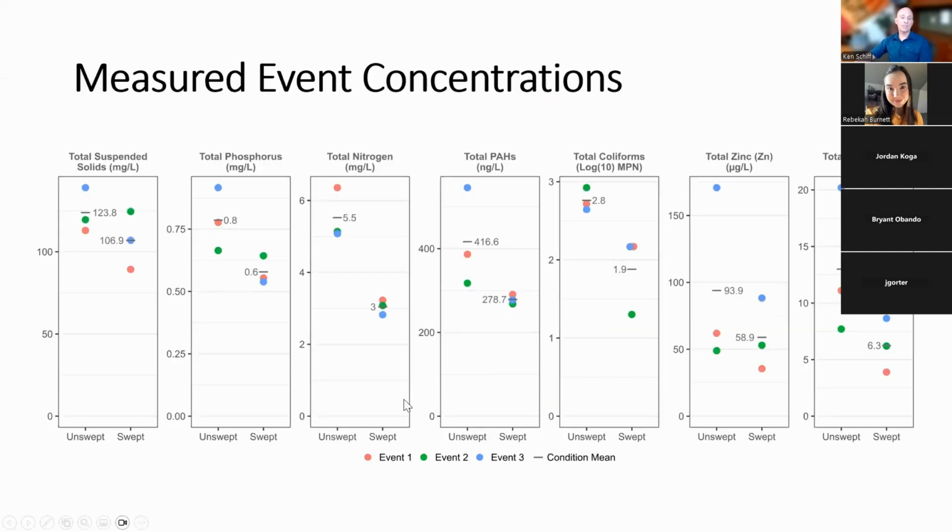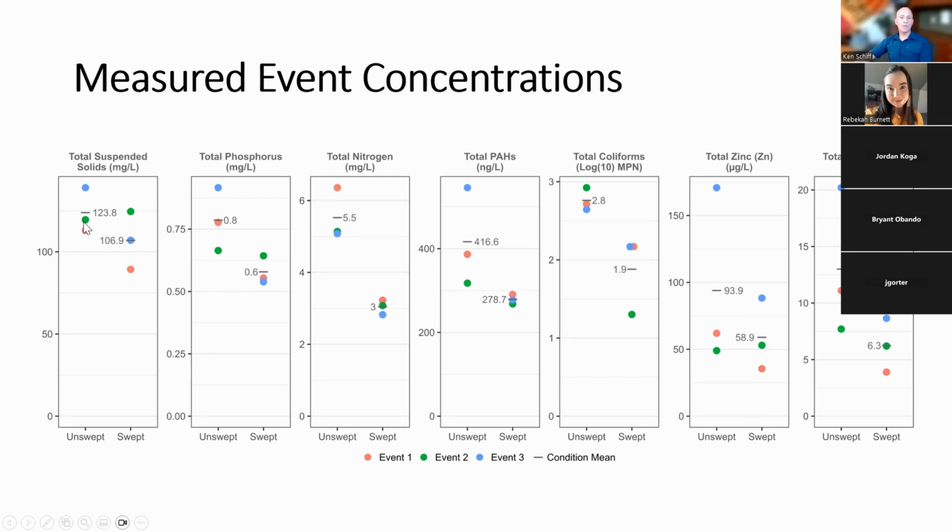And here are the results. So let me describe this to you. Each panel is a different pollutant type. Within each panel, we have a comparison of the unswept portions versus the swept portions. And then you have 3 dots, essentially 3 samples for each condition, and that represents the 3 different sampling events that we did, so 2 on December 4th and 1 later in December. And the solid line represents the average of the 3.